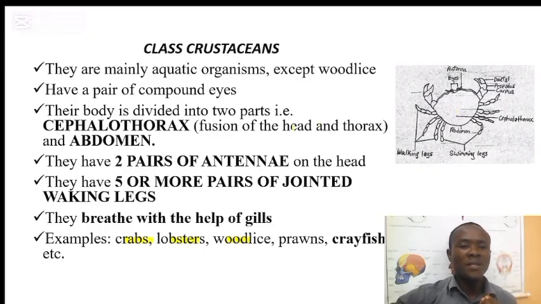For example, you can give observable characteristics like, one, they have a pair of compound eyes. Two, their body is divided into two; you can write cephalothorax and abdomen. That one is observable. Then next, they have two pairs of antennae. You can see it. They have five pairs of jointed walking legs. That one is for the crab. If you see seven pairs of appendages, you write it. If you see five pairs of appendages, you write it. Whatever you see, that's why they say observable characters, what you are seeing.